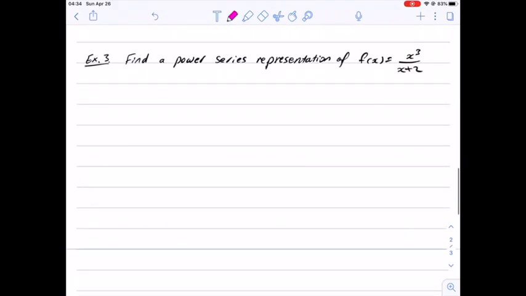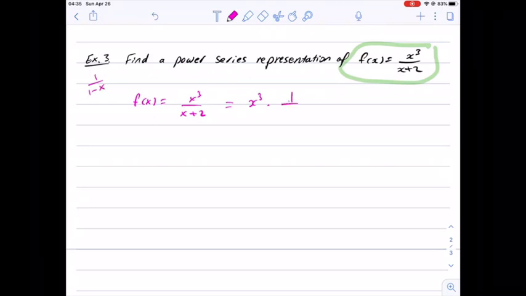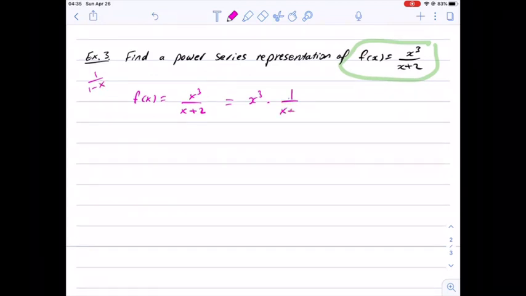Let's take another example. We want to find a power series representation of the function f of x equals x cubed over x plus 2. So we start with what is given. So the function is x cubed over x plus 2. We can write this as x cubed times, our goal is to write it in this form, 1 over 1 minus x. So this is x cubed times 1 over x plus 2. And then we have a similar situation as in the previous example.